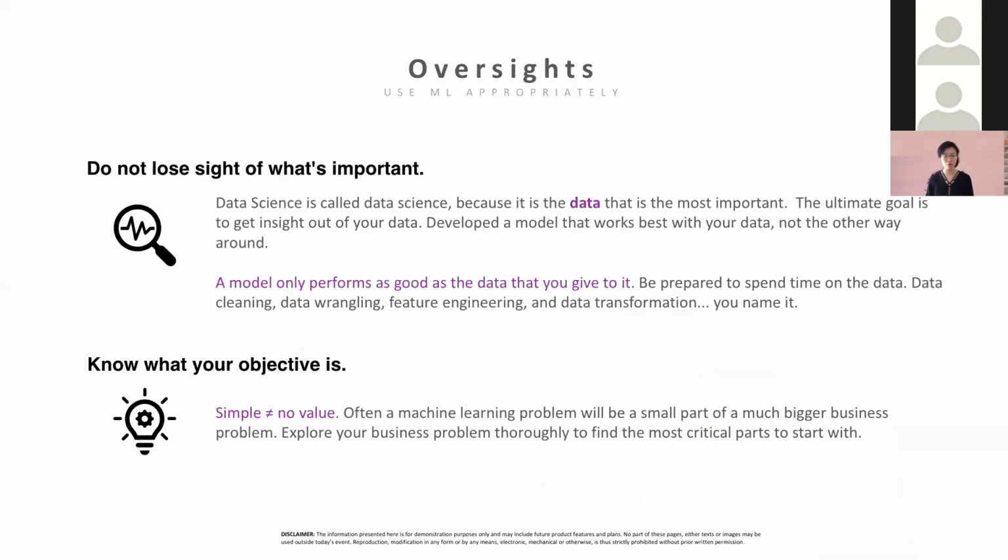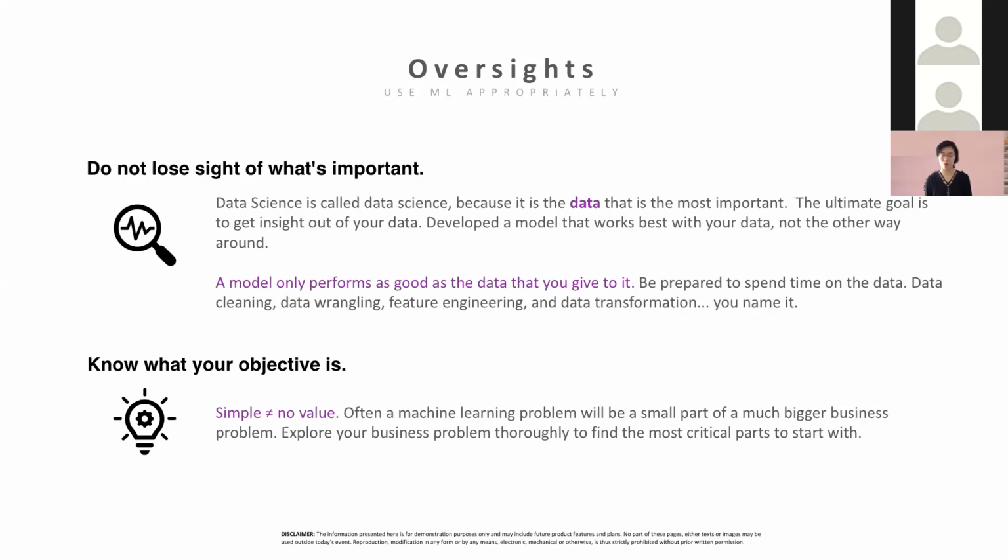So, two big oversights we've seen: people often get distracted when they go into a machine learning problem, because machine learning, AI, these big hype words are very exciting. But it's most important not to lose sight of what's important. Data science is called data science because data is the most important part of it. It's not called model science for that matter. So when you start off in any data science process, or looking to get insight out of the data, remember that it's the data that's the most important. You want to make a model that works best with your data, that gives you the best results from your data, not the other way around.